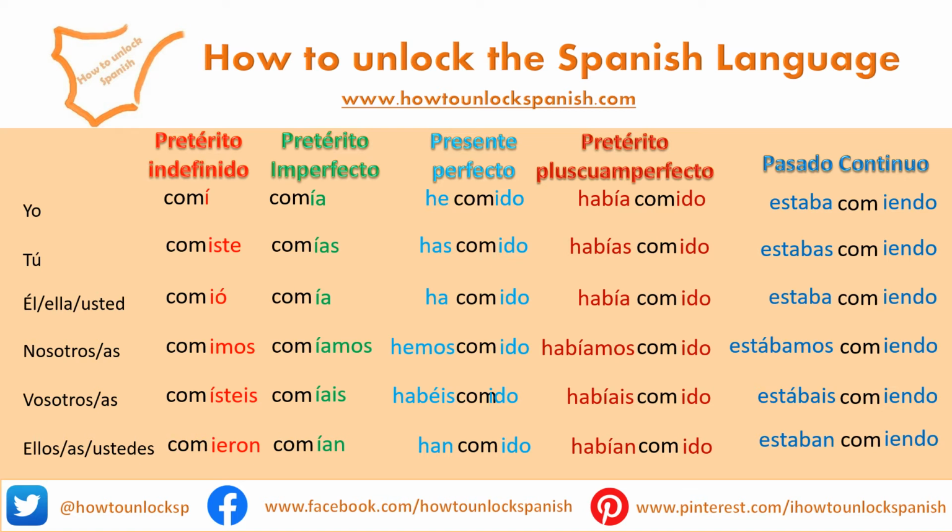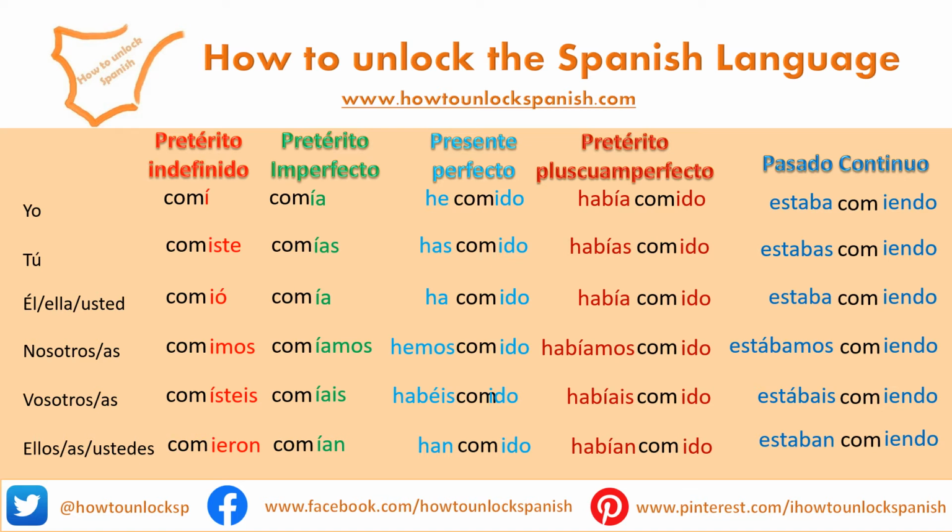El pretérito pluscuamperfecto or pluperfect is very easy as well, because it's two words and the second word is going to be the same one as in the presente perfecto. The first word is going to be the imperfect of the verb haber. So it goes, había comido, habías comido, había comido, habíamos comido, habíais comido, habían comido.